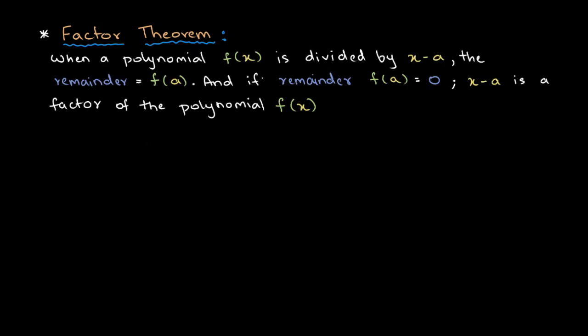When a polynomial f of x is divided by x minus a, the remainder is equal to f of a. And if the remainder f of a is equal to 0, then x minus a is said to be a factor of the polynomial f of x.